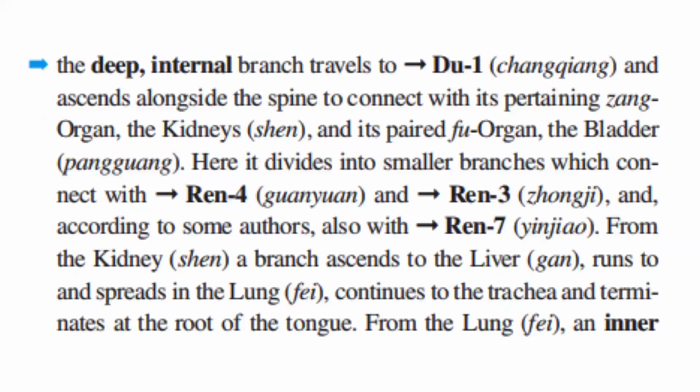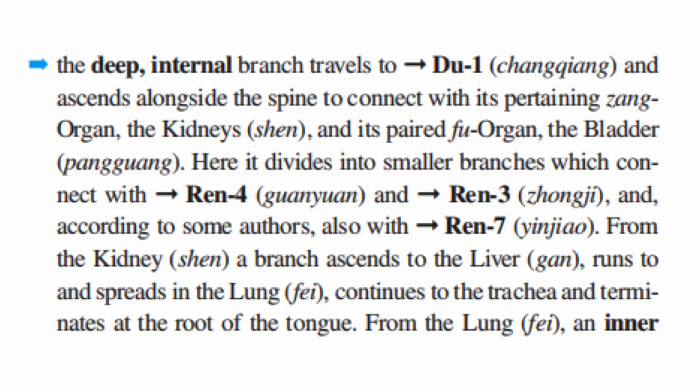The first branch, the deep internal branch, travels to Du-1 and ascends alongside the spine to connect with the pertaining Zhang organ, the kidneys, and its paired Fu organ, the bladder. Here it divides into smaller branches which connect with REN4 and REN3, and according to some authors, also with REN7.